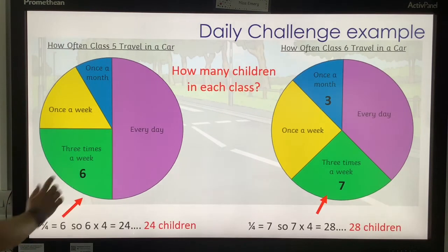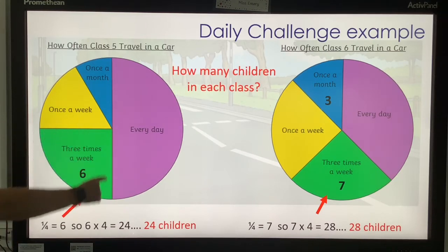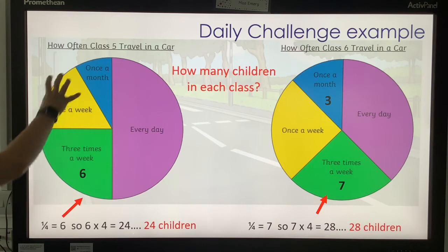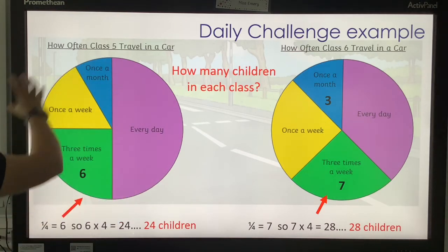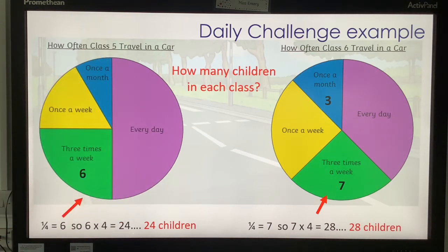Now, if you look very carefully, the green segment here is 1/4. Exactly 1/4 of our pie chart. That means that if 6 is 1/4, we need to times that by 4 to work out our whole. And 6 times 4 is 24. So that tells us that in class 5, there are 24 children.